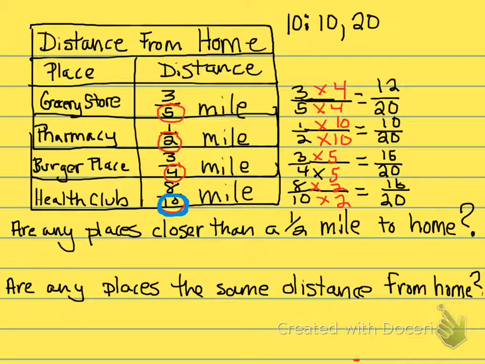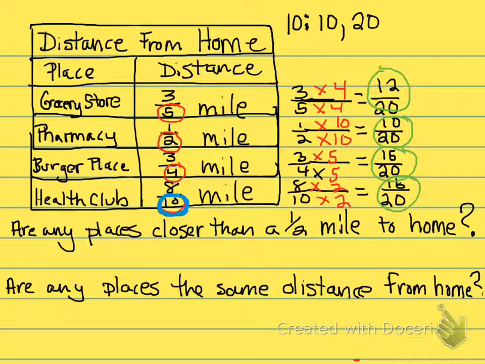So now I have my equivalent fractions. 3/5 is equal to 12/20. 1/2 is equal to 10/20. 3/4 is equal to 15/20. That is a 15, by the way, not 16. And 8/10 is equal to 16/20. All right, so if I look at this question, are any places closer than a half mile to home?